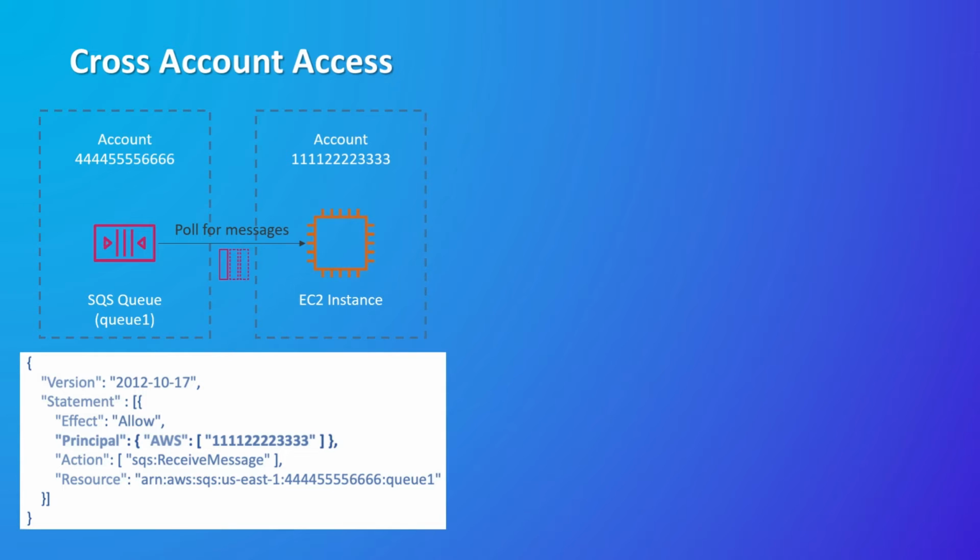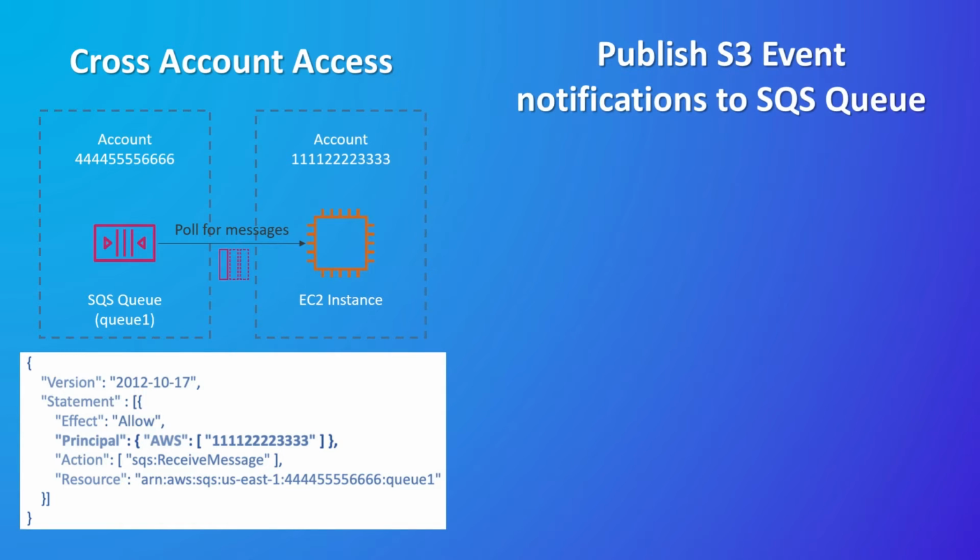Now another use case for an SQS queue access policy is, for example, when you have an S3 bucket, and it will publish event notifications to an SQS queue. So for example, you upload an object into an S3 bucket, and what you want is to automatically get a message sent to the SQS queue.